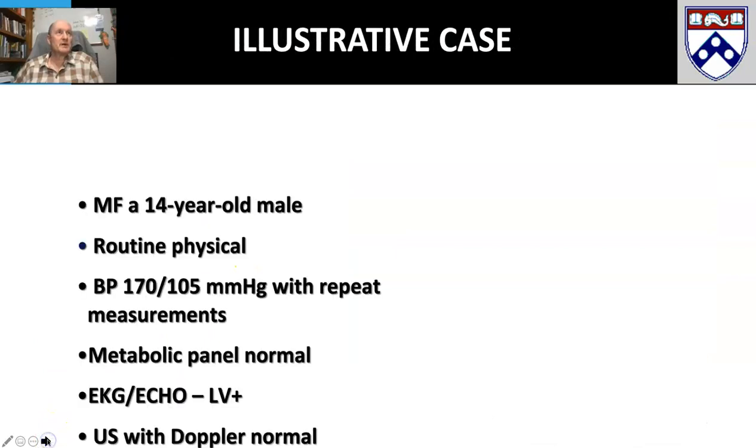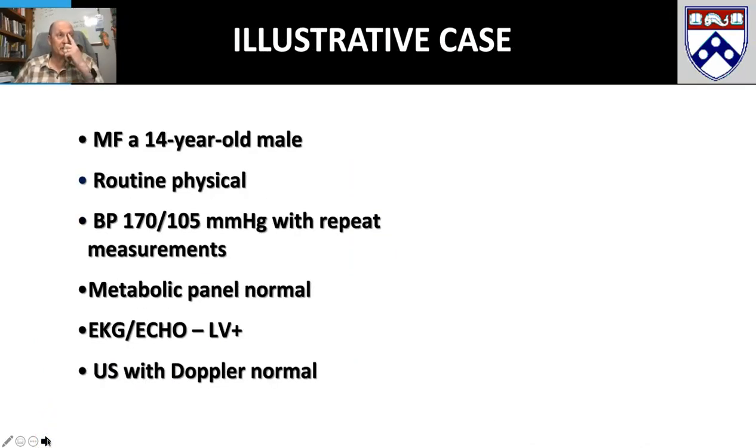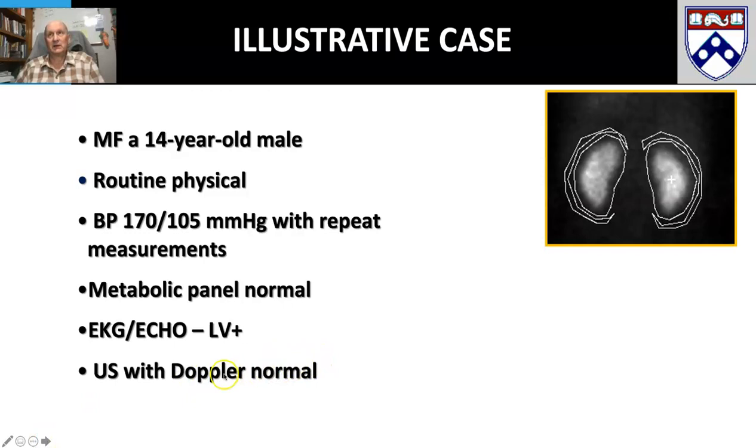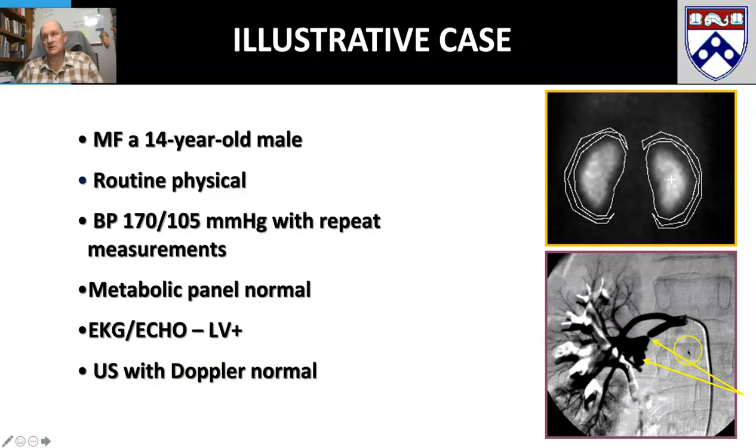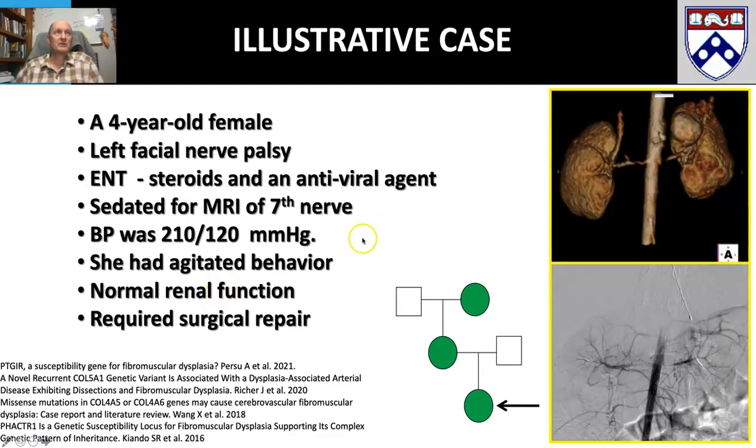So I wanted to tell you about a kid that went for a routine physical. Blood pressure was shown on 3 measurements to be 170/105, and he was referred straight through. He had a normal metabolic panel. Echocardiogram showed he had a large left ventricle, and the ultrasound with Doppler really didn't help. He had a DMSA scan, which showed that he did not have anything like a scar in his kidneys. And on angiography, he had this focal narrowing, which responded very well to balloon angioplasty. This is the common way of seeing him.